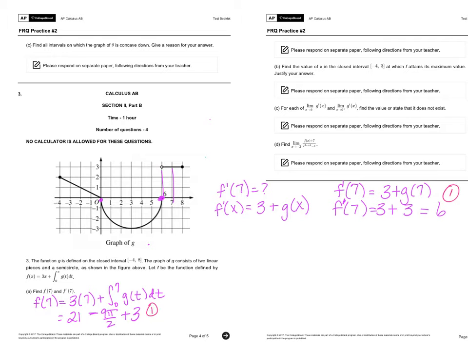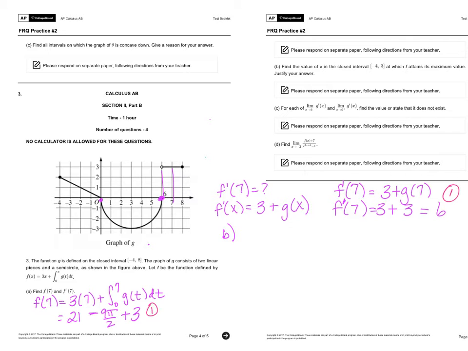Okay, letter B. I'll just do letter B right here. Letter B is kind of a stinky one, and there are two ways that I'm going to go about it. Find the x value on the closed interval negative 4 to 3 at which f attains its maximum value. So in other words, find the absolute max.